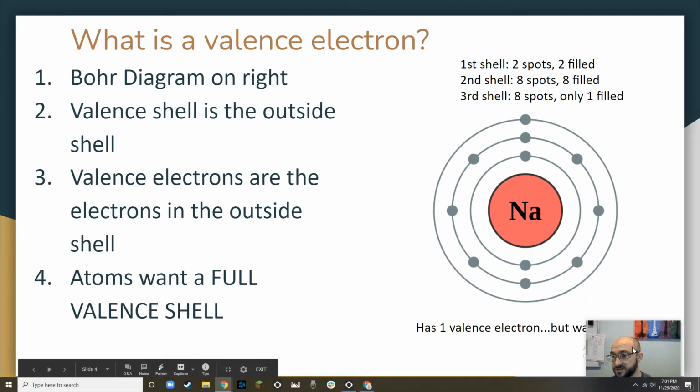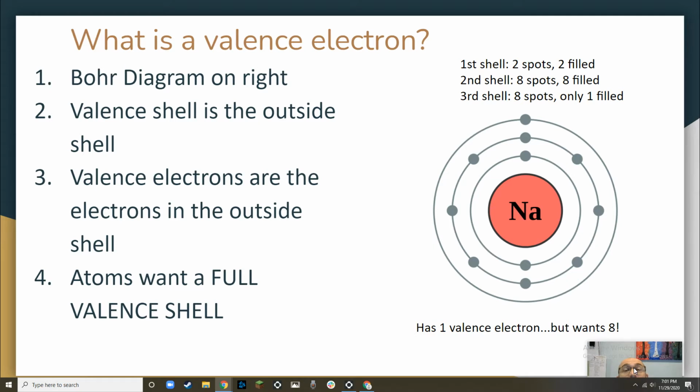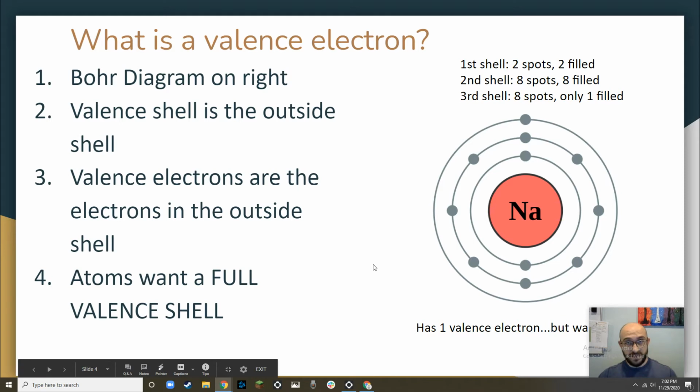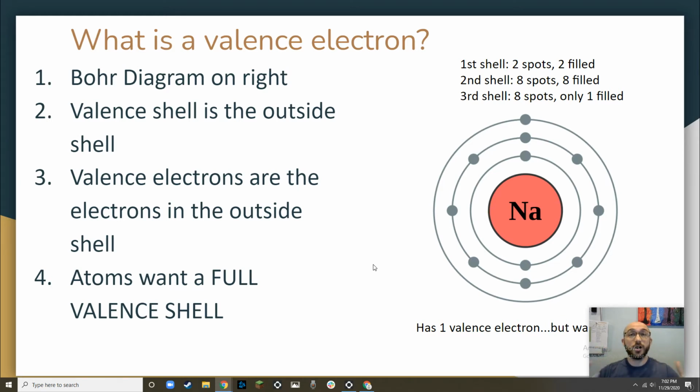Let me just move the face for a sec. Keep in mind, though, that atoms want 8 valence electrons. They don't want 1 or 2 or 3 or 4 or 5 or 6 or 7. They want 8. 8 valence electrons is what makes them stable, non-reactive, low energy. And that's the goal. They want to be lazy. So they will do whatever they can to get to that 8 valence electrons.